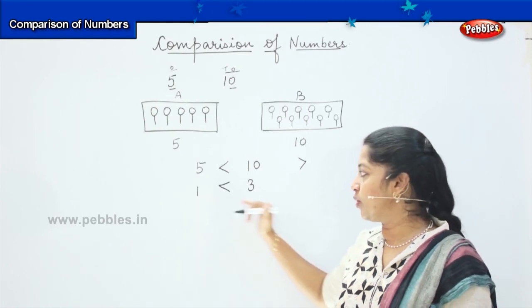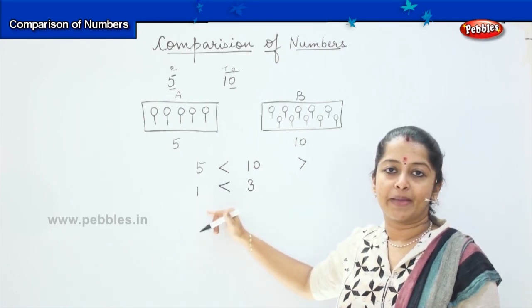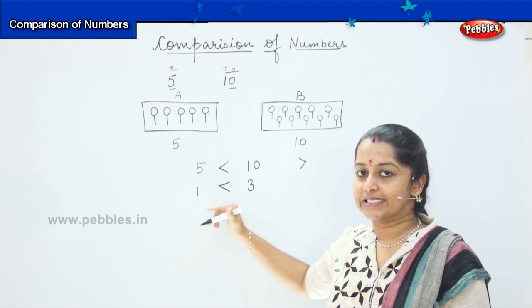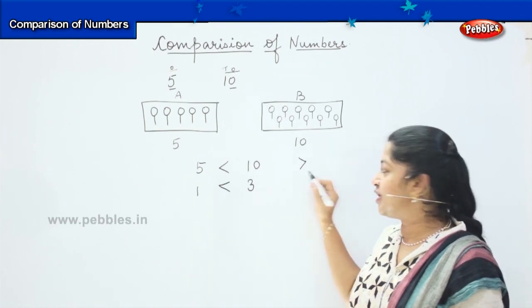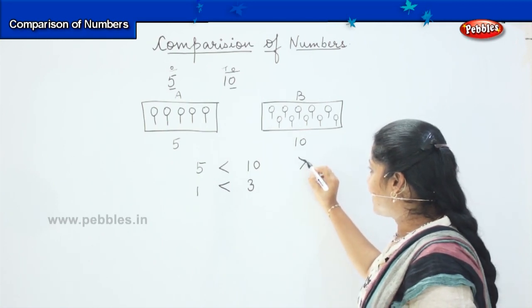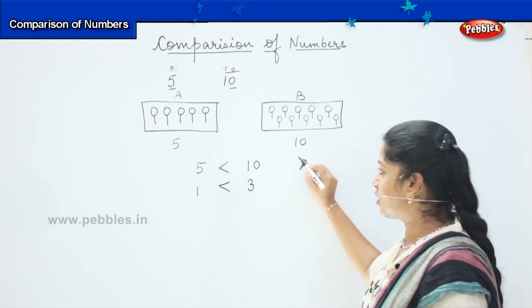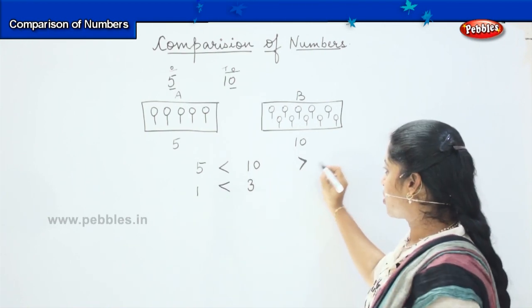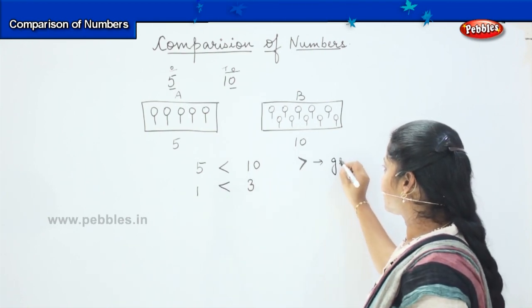So whenever you get two numbers, you need to compare which among the two numbers is the bigger one, and accordingly you need to place this symbol. Generally, if the symbol is placed this way towards your left hand side, this is called greater than.